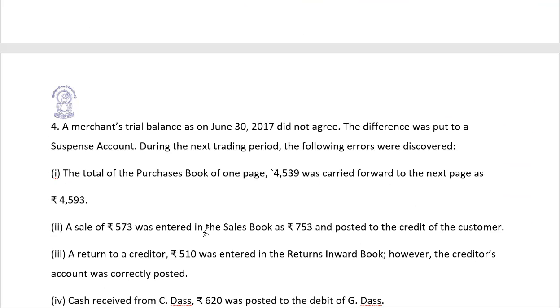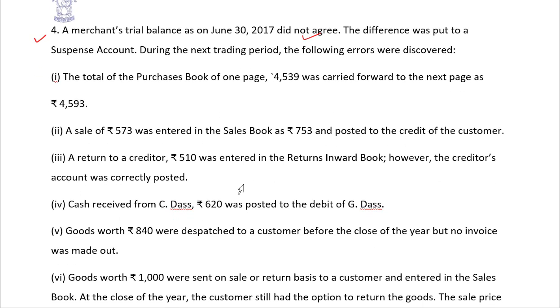Okay. So question number 4. A merchant's trial balance as on June 30th, 2017 did not agree. The difference was put to suspense account. During the next trading period, the following errors were discovered. The first error, the total of purchase book of one page was 4,539 and was carried forward to the next page as 4,593. That means we had inflated the total.